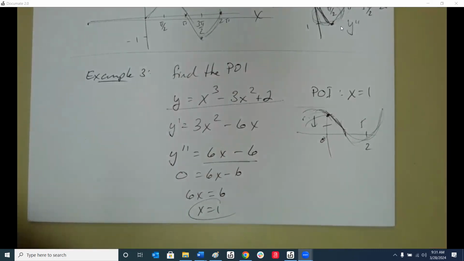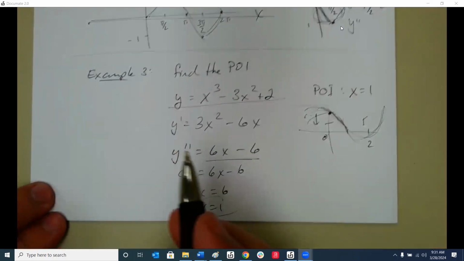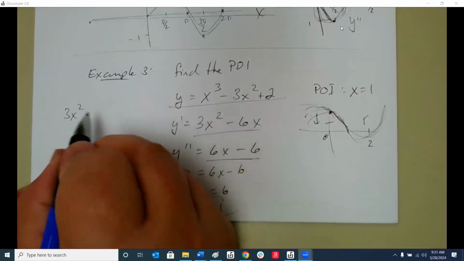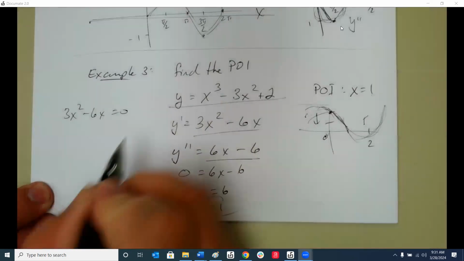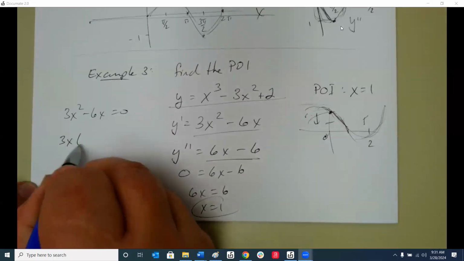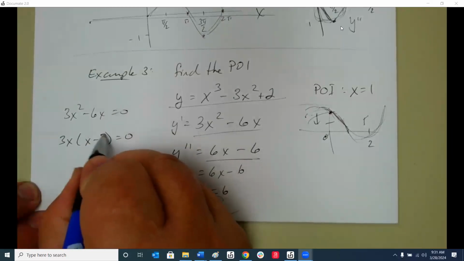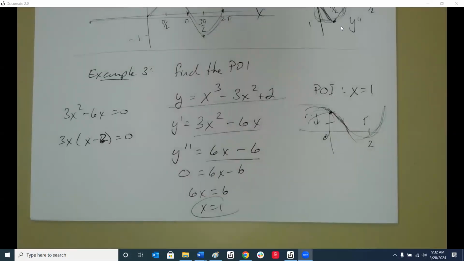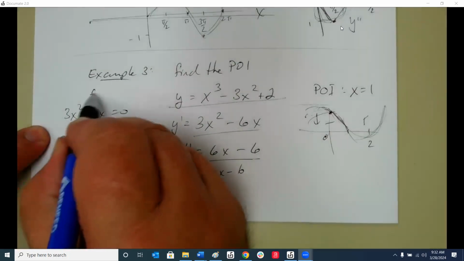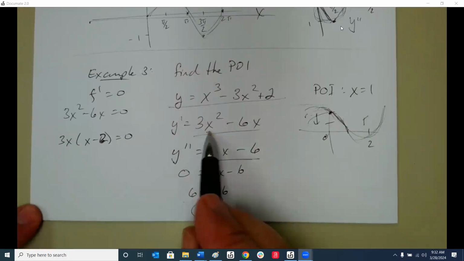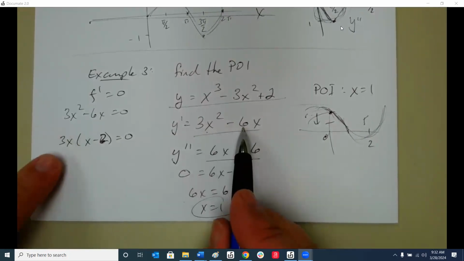How do you find max and min? First derivative. So we have 3x squared minus 6x, set it equal to 0. Oh, minus 2. Take the first derivative, set it equal to 0.